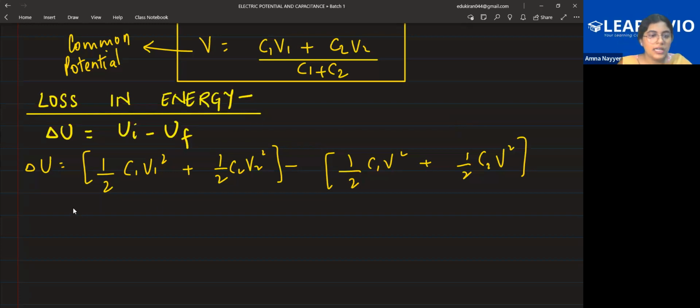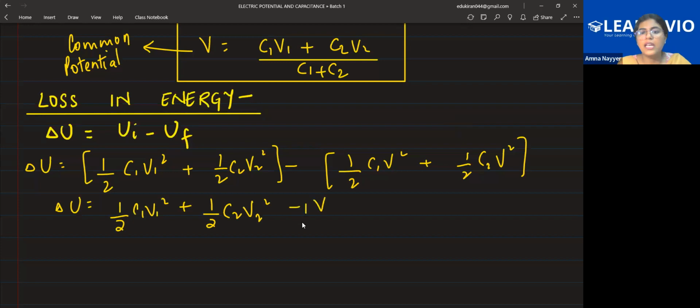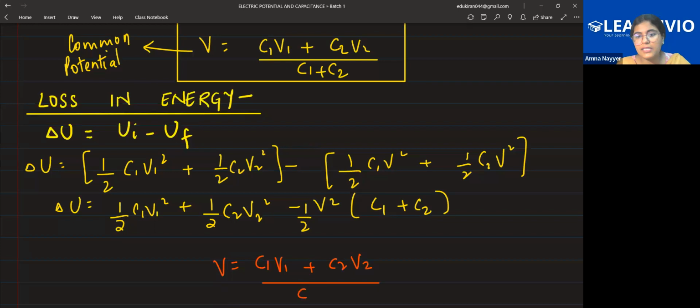Okay, so let's just open up the bracket. So delta U will be half C1V1 square plus half C2V2 square. Let's do one thing. Let's take half V square common, so we are left with C1 plus C2. Now, what was the formula of common potential which we have seen? C1V1 plus C2V2 divided by C1 plus C2. So this is the value of common potential. Let's put it back.